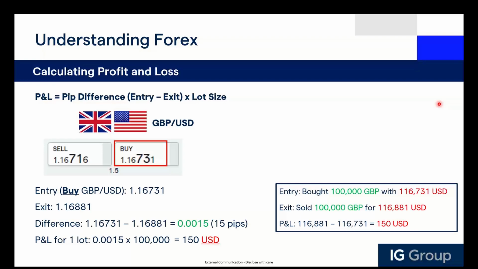So we bought 100,000 worth of units. When we exit the trade, now we have 100,000 British pounds, and we exchange it back for USD. Right now our rate is better. We bought it at 1.16731, but now we exchange it at the rate of 1.16881. So with our capital of 116,731, we are able to get a little more, 116,881. If we subtract, it translates to 150 US dollars.